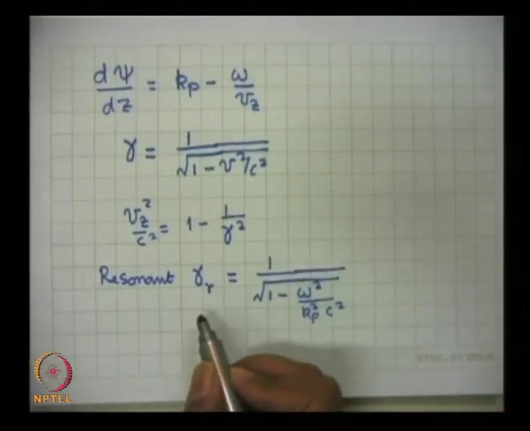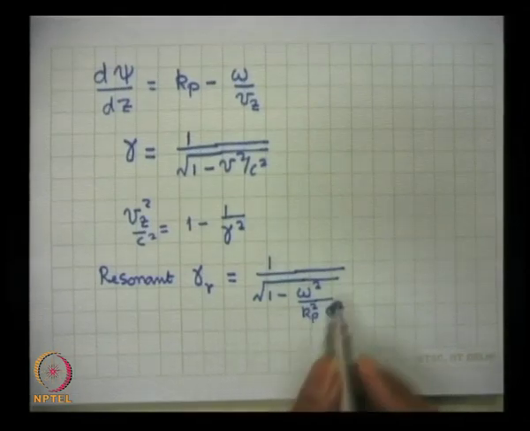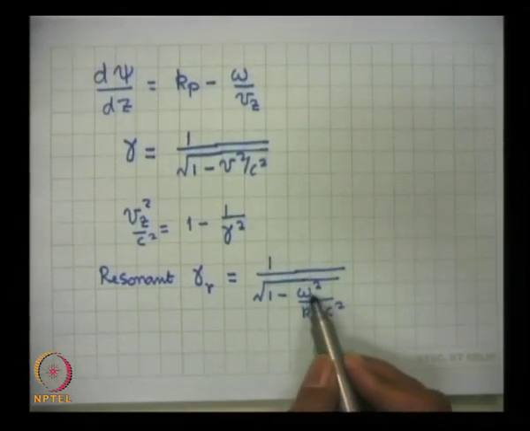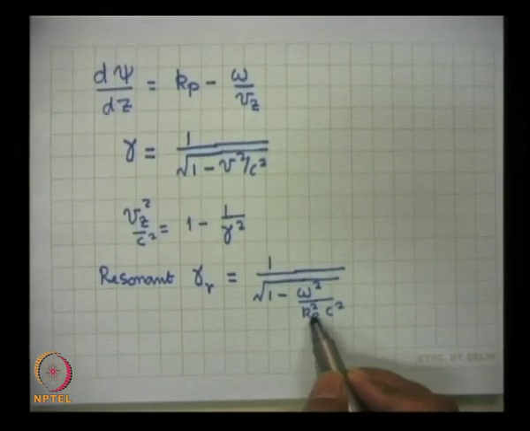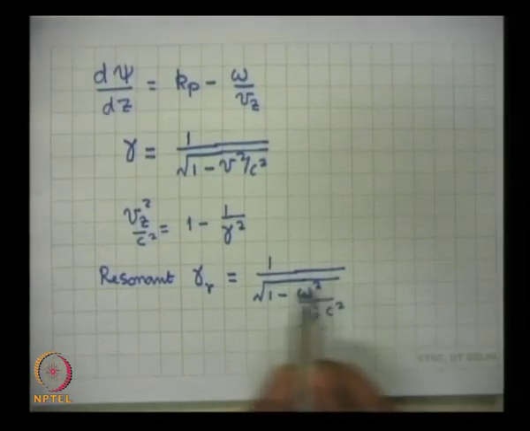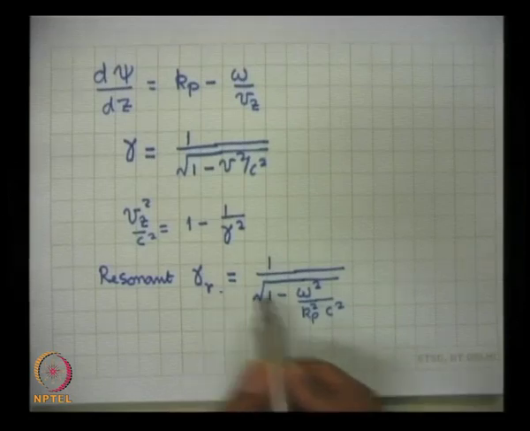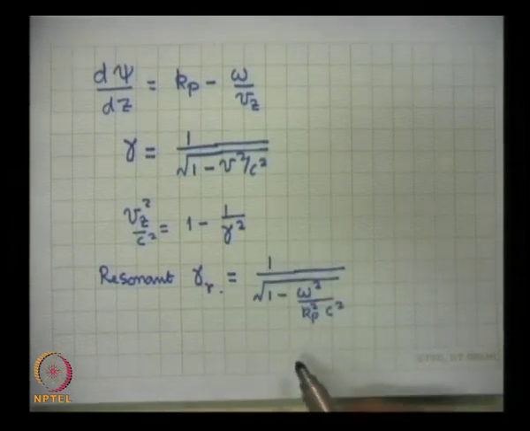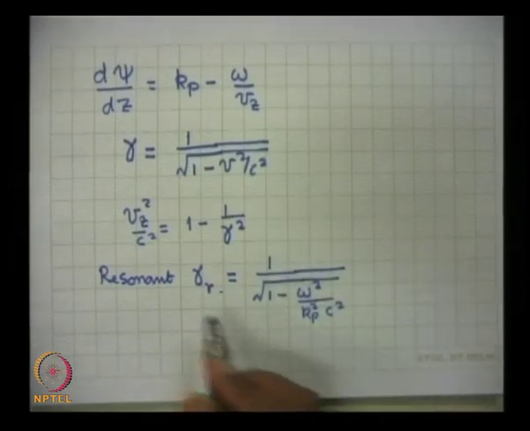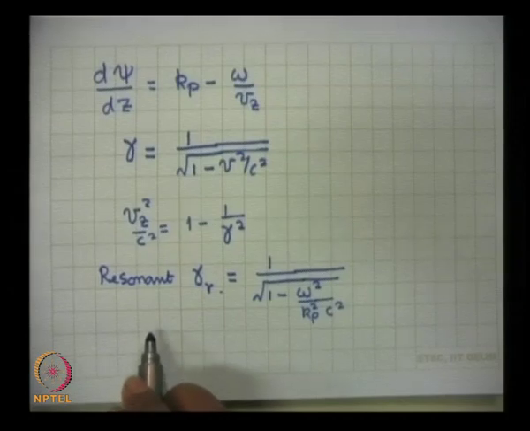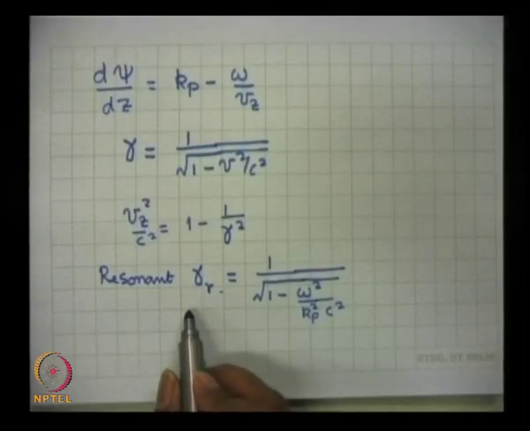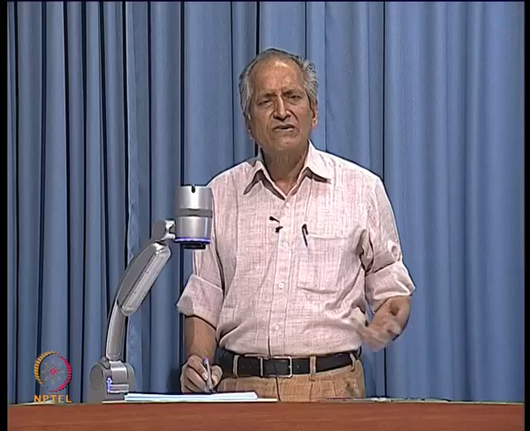So, we define a resonant velocity equal to omega by kp, the velocity of an electron moving with the phase velocity of the wave. Then the corresponding gamma factor for the electron would be gamma r. This is the resonant gamma factor. And we are expecting that your electron initially or later on will have energy close to gamma r. It may be slightly more than gamma r in the beginning, but not too much large.